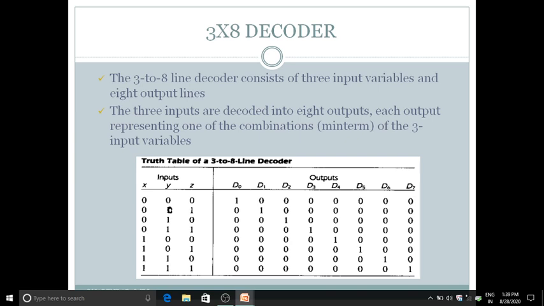So I can also say that the output of a decoder is a minterm. For a particular input combination, the decoder will produce the corresponding minterm. That we will see and verify when we look at the combinational logic circuit for the 3 to 8 decoder.